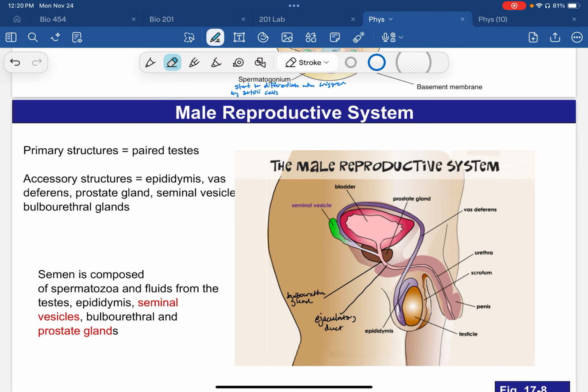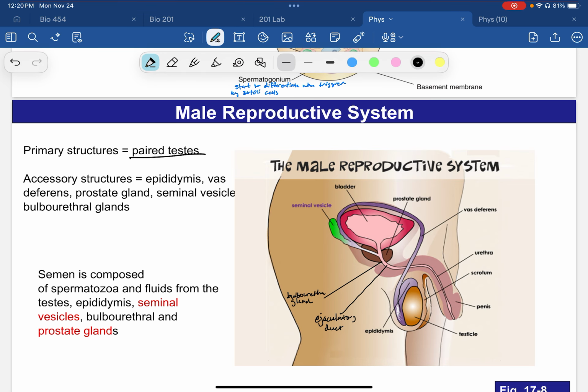Okay, so today we're going to be talking about sperm production and how it's created. First, we have some anatomy to go over. We have the primary structures up here, which is the pair of testes, and then the rest are the accessory structures that help create the sperm.